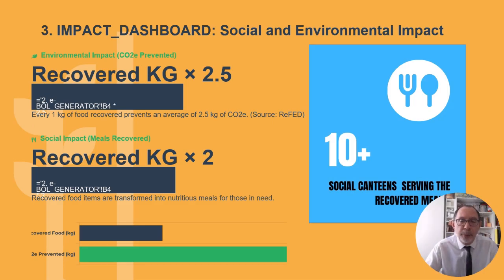The impact dashboard, the third page of the Excel book, is where we visualize the real-world value of our operational success. Every kilogram of food we recover has a dual benefit, social and environmental. For the environmental impact, we calculate the carbon dioxide prevented using the industry standard that every kilogram saved avoids 2.5 kilograms of carbon emission.